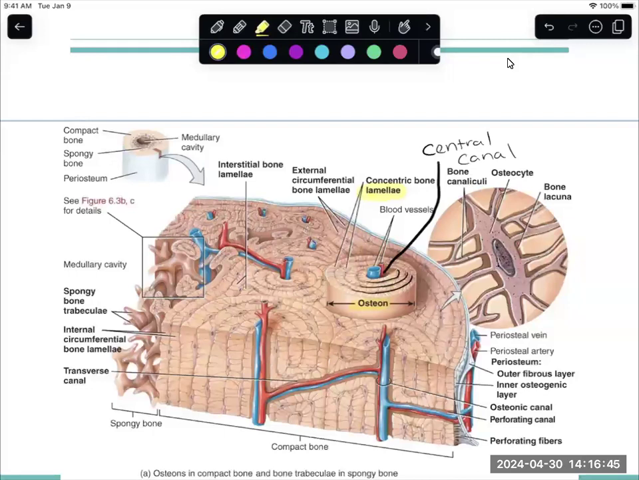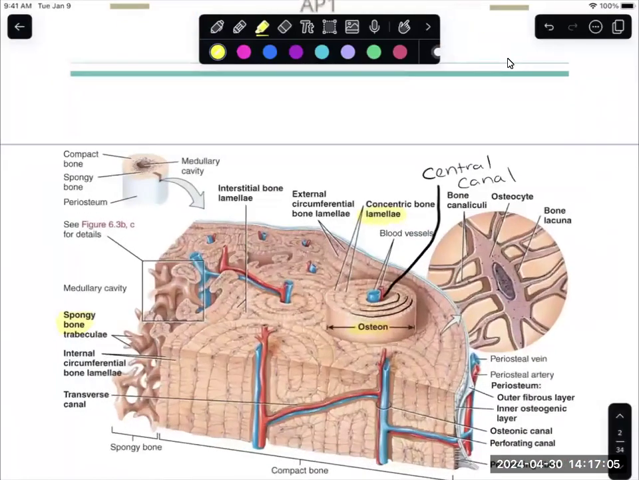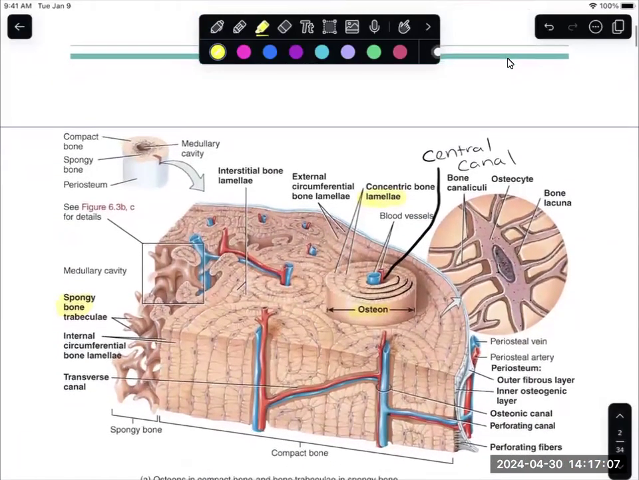Compact bone, which is what we're looking at here, is made up of all those different osteons. Spongy bone that you can see in the middle is made up of trabeculae. So spongy bone literally looks like a sponge. That is the best way to name that, spongy bone.